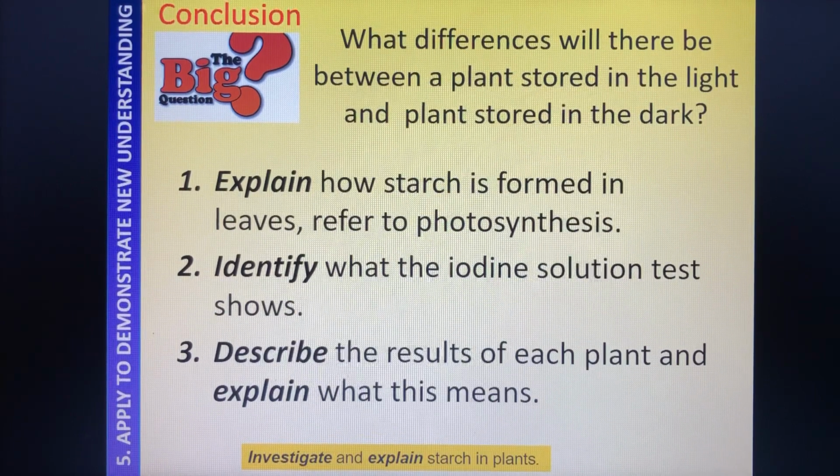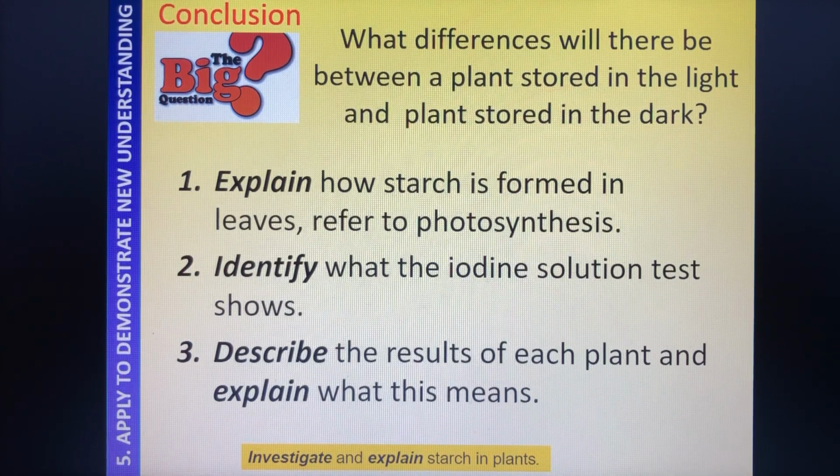And then the last bit, describe the results of each plant and explain what this means. So what did we see from the leaf that was in the light? What did we see from the leaf that was in the dark? What colour did the iodine go? And what does that tell us about the amount of starch and where that particular plant was stored?